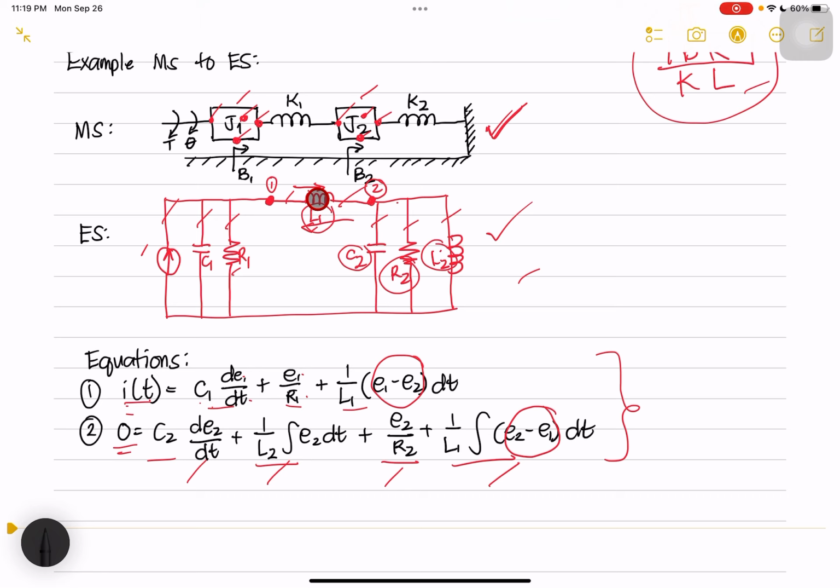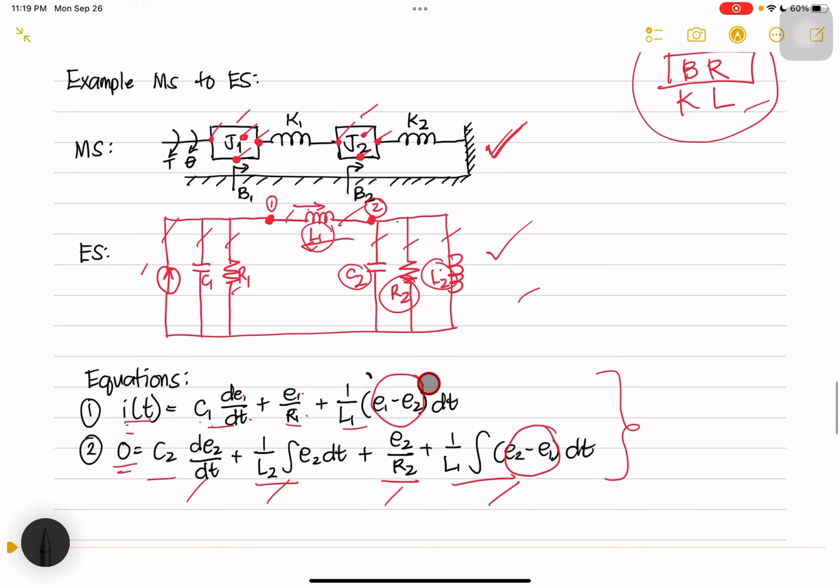But this time, we have to consider that it's also connected to E2. So, the formula will be E1 minus E2, the voltage between the two nodes, times dt. Alright, I'm sorry, I think something is missing here. There, the integral. Then, let's move on. If you notice, one node is one equation. So, we have two equations here. So, 0, since we have no current source here, is equal to C2 dE2 over dt. Again, the subscript is very important. Plus this L2.